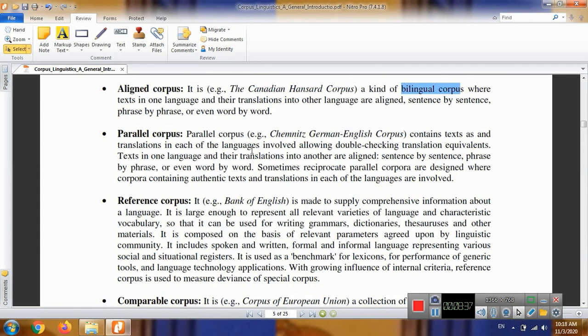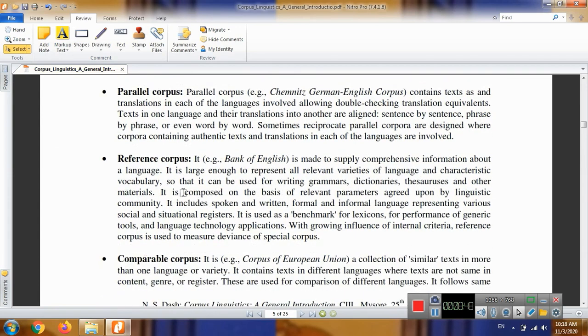Sometimes reciprocal parallel corpora are designed, where corpora containing authentic text and translations in each of the languages are involved. Maybe their features will be hard for you to remember, but you should practice. By practice, you can internalize this type of corpus in your mind.